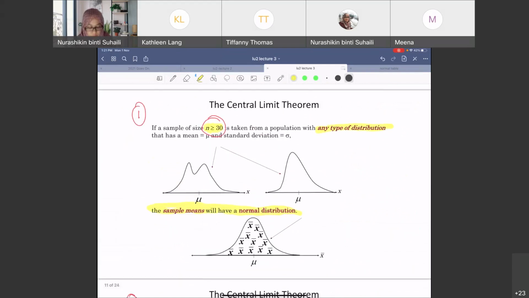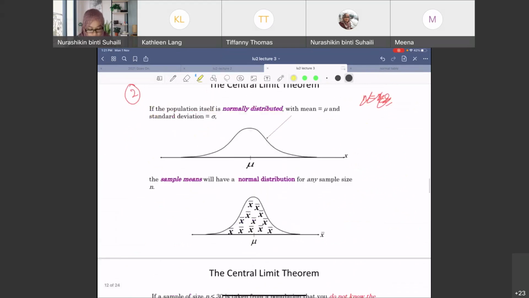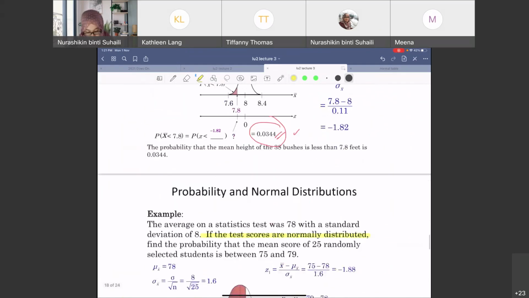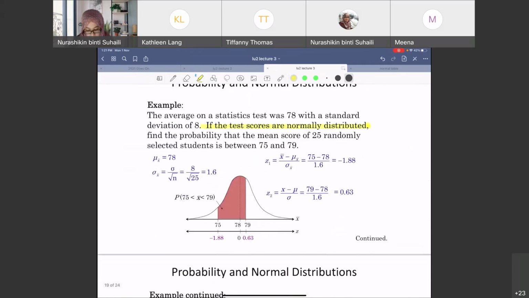Just now, the first problem, because it's more than 30 observations, satisfied the first rule. This problem satisfies the second rule. The test scores are normally distributed, and the information given here is 25 randomly selected. So even though this is less than 30, because it has the information that it is normally distributed, we can apply the central limit theorem.